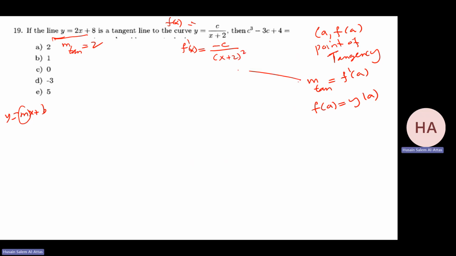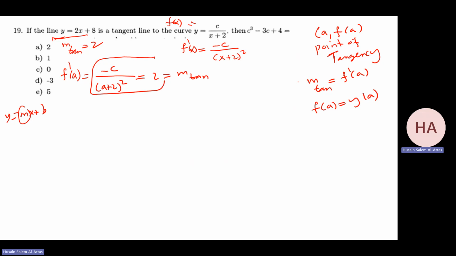Okay, so first equation, let me write it. F prime at a, which is minus c over a plus 2 squared, equals m tangent. This is my first equation. Or I can rewrite it saying that c is minus 2 times a plus 2 squared. This is my first equation.